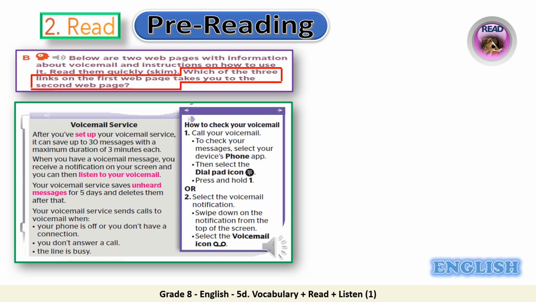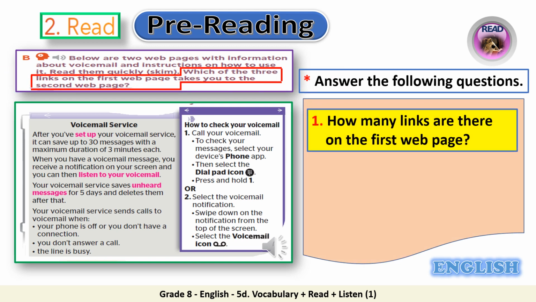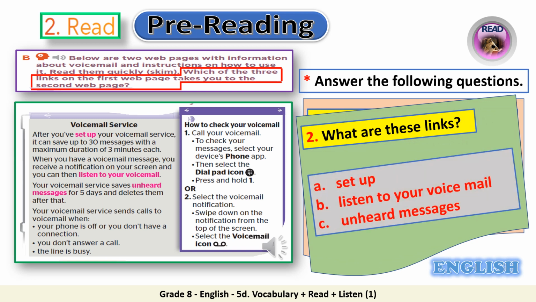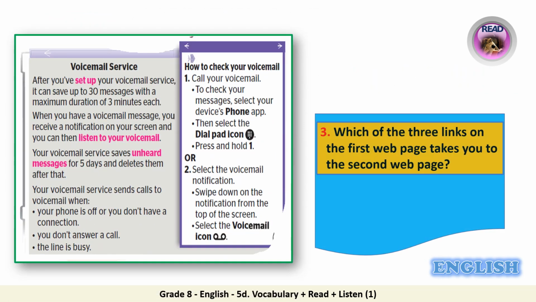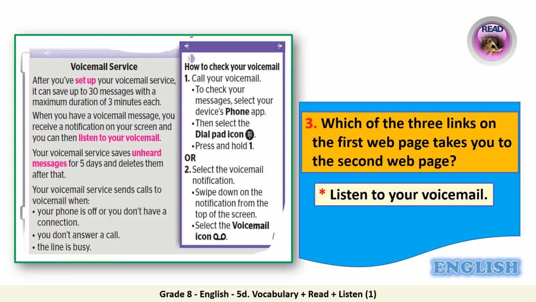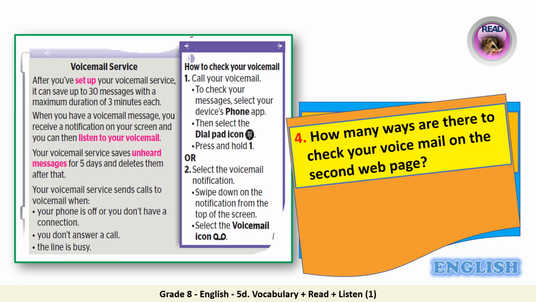Okay, let's answer some pre-reading questions. How many links are there on the first web page? Very good. 3. What are these links? Excellent. Set up. Listen to your voicemail. Unheard messages. Which of the 3 links on the first web page takes you to the second web page? Very good. Listen to your voicemail. How many ways are there to check your voicemail on the second web page? 2. Good job.